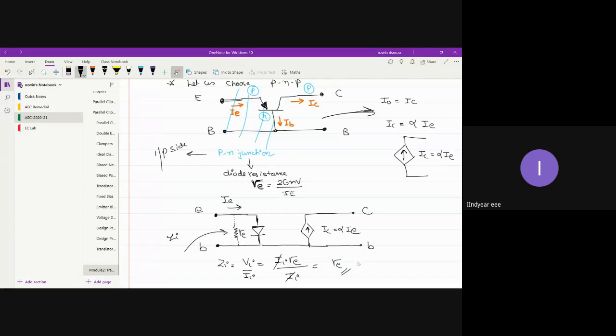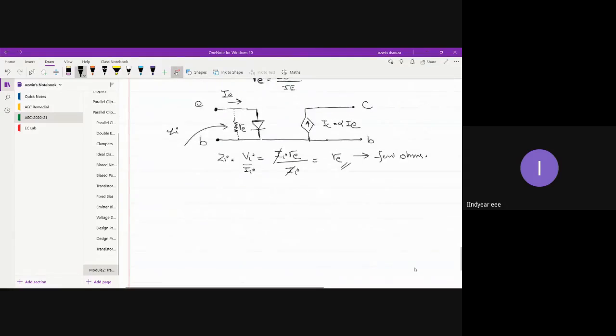So normal range for RE is few ohms. That's the reason your common base configuration offers very low input impedance. On the other hand, your common emitter configuration had input impedance equal to beta times RE. Beta value is generally 100, 200, etc. So the input impedance used to get scaled up for common emitter configuration. So let me write down the final circuit now.